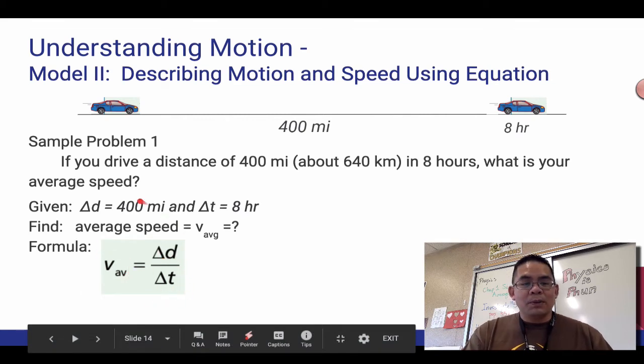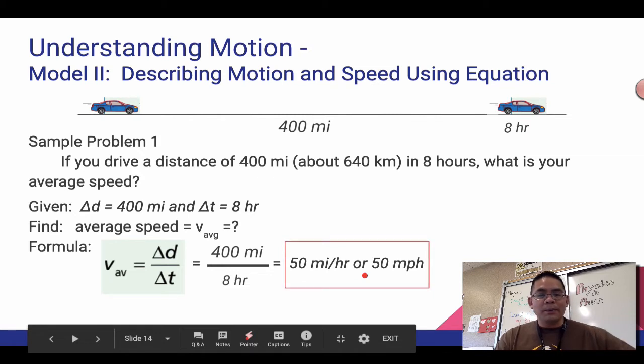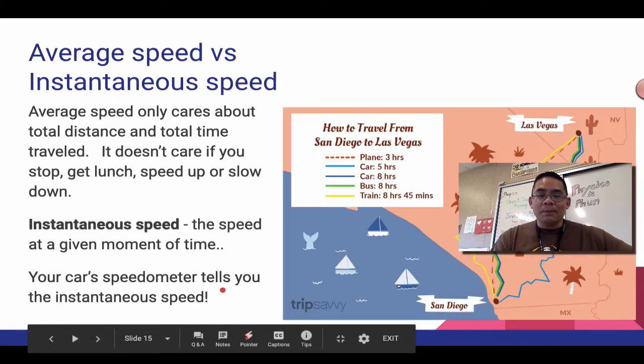You can see the 400 miles here; we're going to plug that in there. And the 8 hours, we're going to plug that in down there. So when we do some algebra, 400 miles on top, 8 hours on the bottom, and when you divide those two, we get 50 miles per hour, or 50 mph. That becomes our answer for sample problem number 1. So be able to really plug in numbers based on writing down what you know, so you know what to put in the formulas. That's really going to be important.